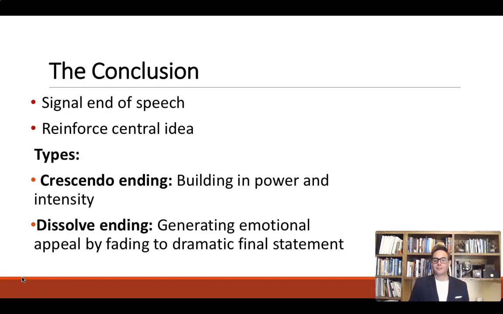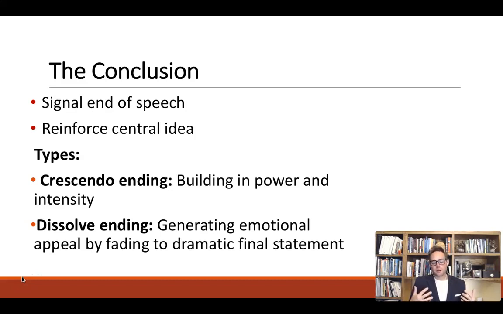We could use a crescendo ending, which is building in power and intensity, and then just ending that presentation, kind of like in the movies, the motivational speeches, and they end on a powerful note, and everyone's like, yeah. So that is the crescendo type, just a loud, powerful, intense conclusion. Typically, this is good for motivating and inspiring the audience. So maybe we do this with our informatives, with our persuasive speeches.